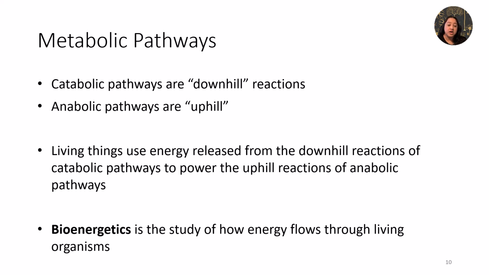Anabolic pathways are uphill. You have to put in energy to make this thing happen. So in this sense, it's like you're at the bottom of the hill and you have to roll the ball up the hill. So it's taking energy that way. So anabolic pathways are uphill reactions. Your cells have these two different kinds of reactions happening, some that release energy and some that take energy. So living things will use the energy released from the downhill reactions of catabolic pathways to power the uphill reactions of anabolic pathways.